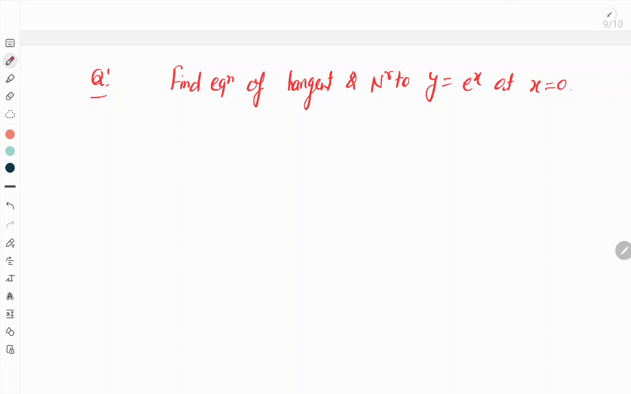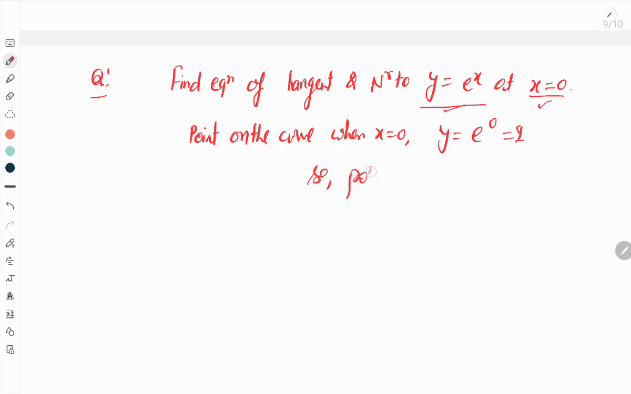Now you will say that only the point x is equal to 0 is given, the y coordinate is not given. Then I will say, if the x coordinate of a point is given, then by putting it in the curve you can find y. Correct or not? So first find the point on the curve. When x is equal to 0, y will be e power 0, that is 1. So the point becomes 0 comma 1.